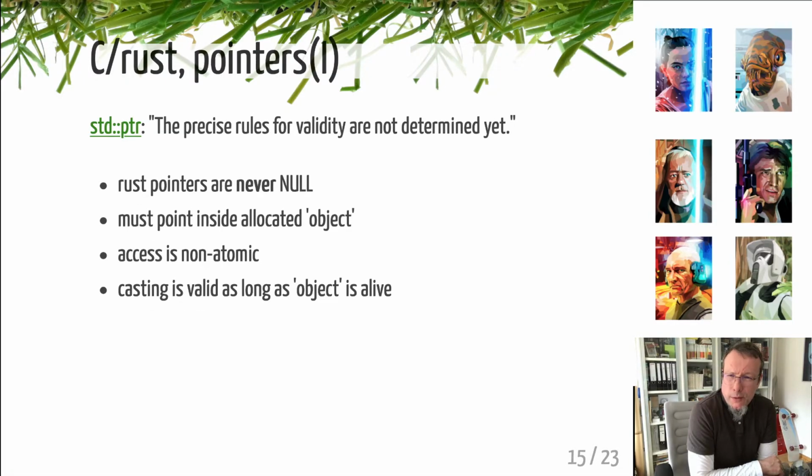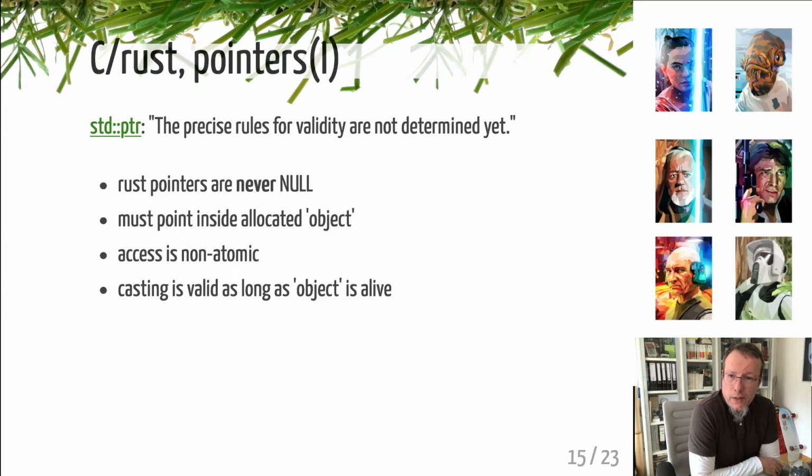A pointer in Rust, the documentation says the precise rules for validity are not determined yet. And that's something in Rust, in general, it's an ongoing thing. It's a living language. It's developing. Features are in there with a nightly tag, like an experimental feature, and some things are discussed on how to handle, and I come back to more of that later.